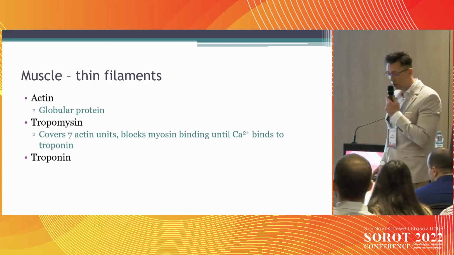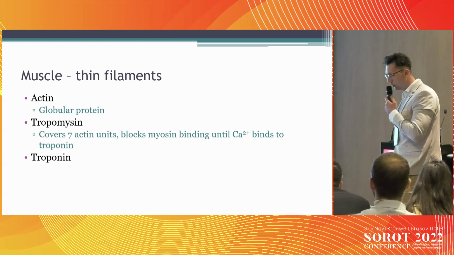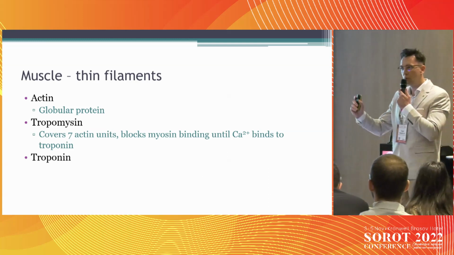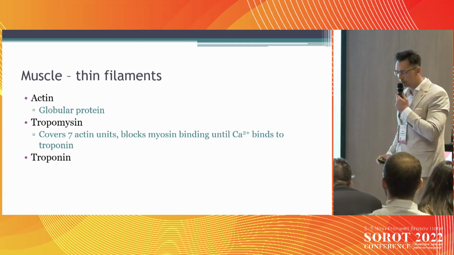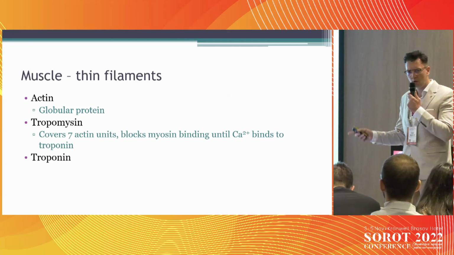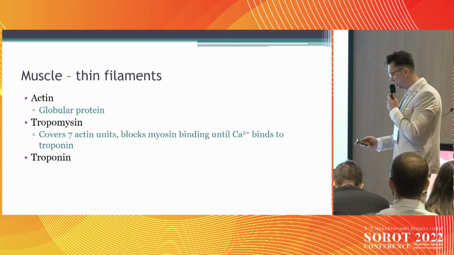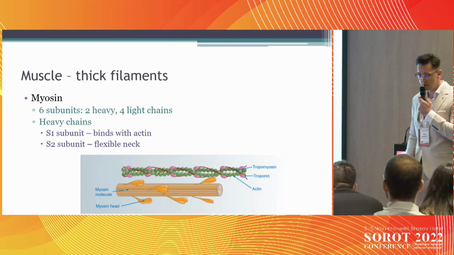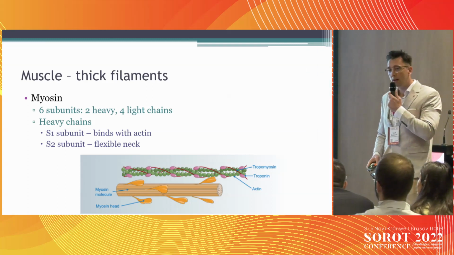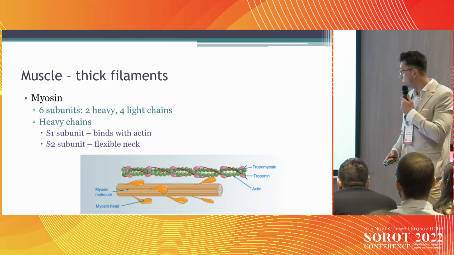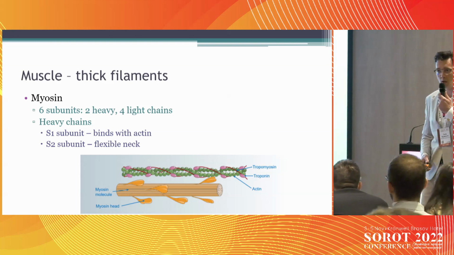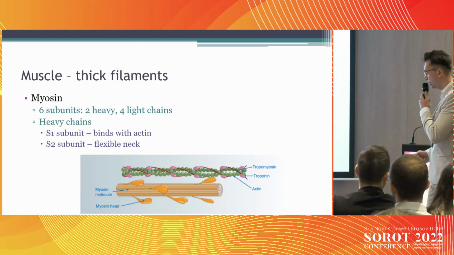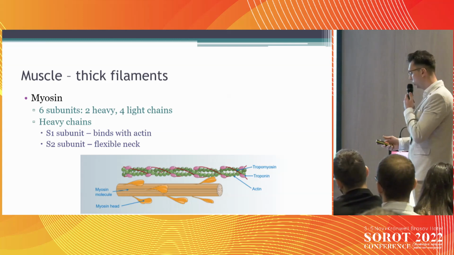Actin is a globular protein, built together with tropomyosin and troponin. Troponin has the binding place for calcium, and tropomyosin blocks the connection between actin and myosin. Myosin is built by 6 subunits, with 2 heavy chains, the S1 and S2 subunits. The S1 subunit is the head, which connects to the actin, and S2 is the flexible neck.